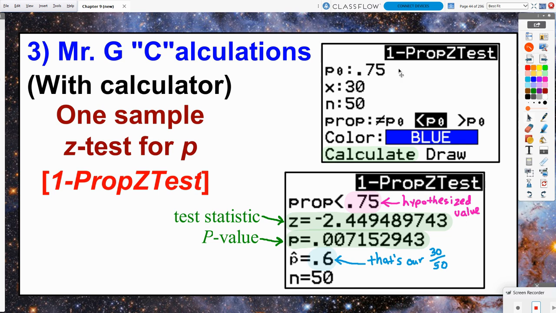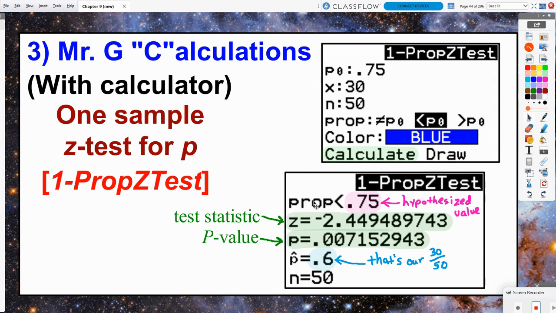So that 75%, 0.75, is our claimed value. But what I saw from my sample was that 30 out of 50 times, there's our sample proportion, he was able to do it in under 75 seconds. For the alternate hypothesis, we believe that it was actually less than 75%, so I selected the middle alternate hypothesis here, and when I hit calculate, then I got my results.